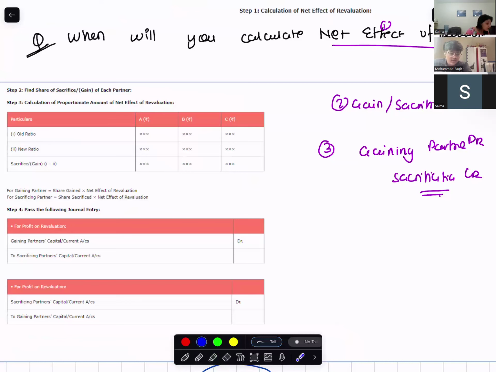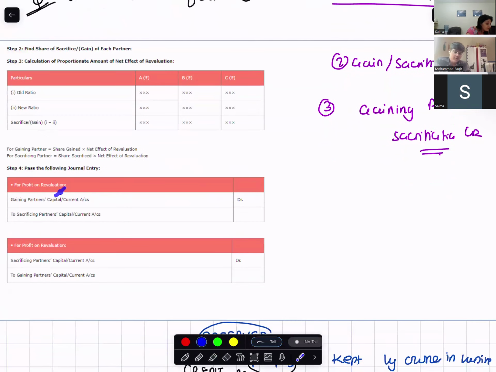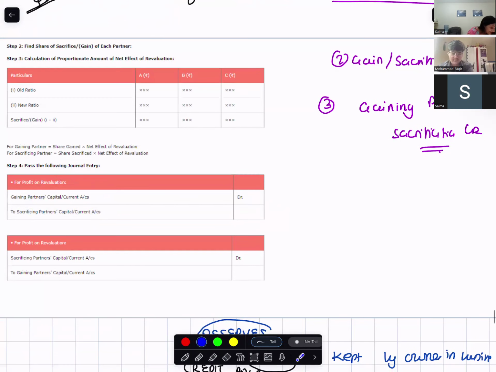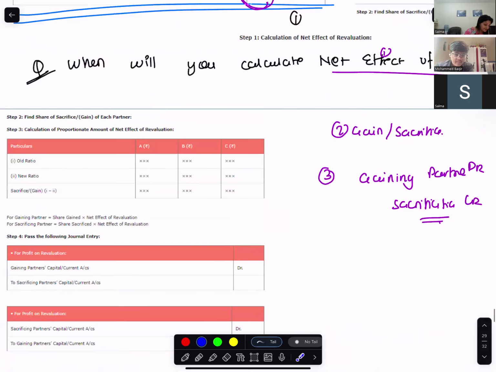So for the gaining partner, it will be whatever is his share gained into the net effect of revaluation, and for the sacrificing partner, share sacrificed into net effect of revaluation. So for the profit on revaluation, you will do gaining partner debit, sacrificing partner credit. And for loss on revaluation, I will teach you later. So these are the steps for it.